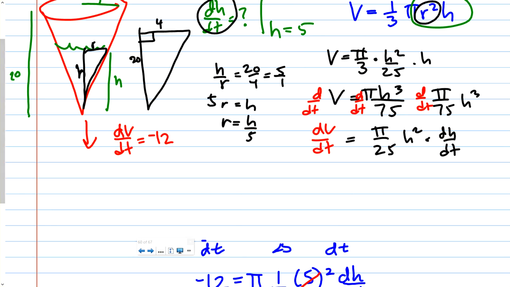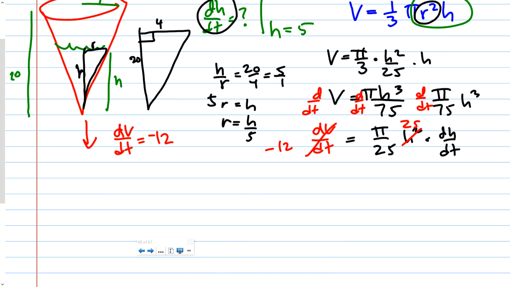All right, I'm almost home free. What is my dV/dt? Negative 12. Do I know my h at a moment in time? It's 5, but this would be h squared, right? So 25. And there's your dh/dt, and I'll leave it up to you guys to finish up the problem.